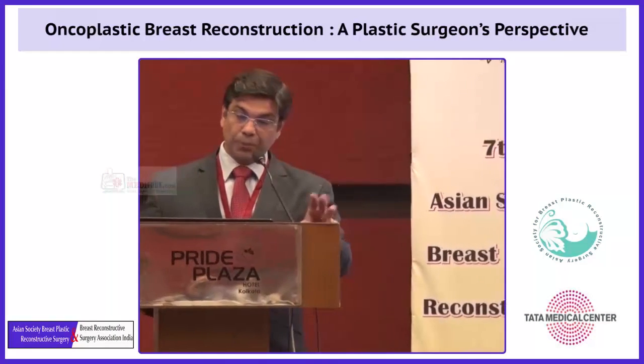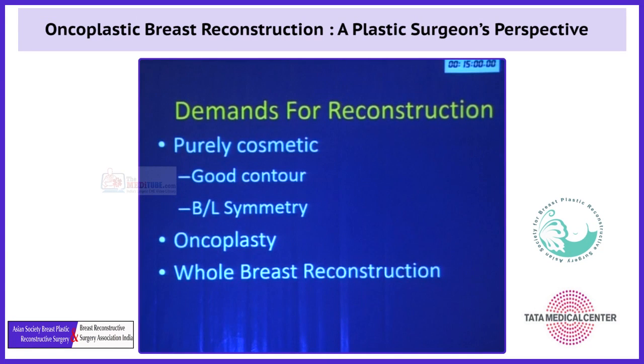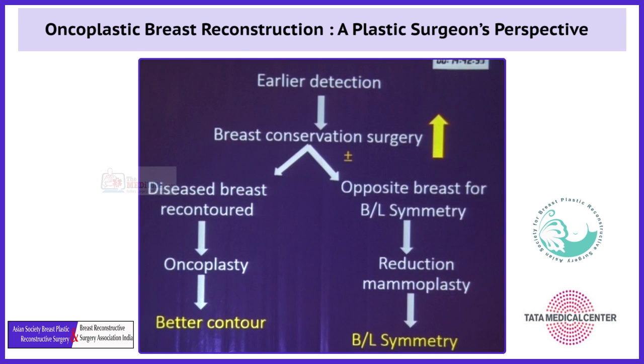Demands for reconstruction are purely cosmetic is what we can think of. The patient wants a good contour and bilateral symmetry, and then we can divide it into oncoplasty, partial breast reconstructions, and whole breast reconstructions. Now, because of the earlier detections and breast conservation surgeries, what we do in breast oncoplasties is that the diseased breast is recontoured, and at the same time the opposite breast reduction mammoplasty is usually done when the tumor excisions are a little big.